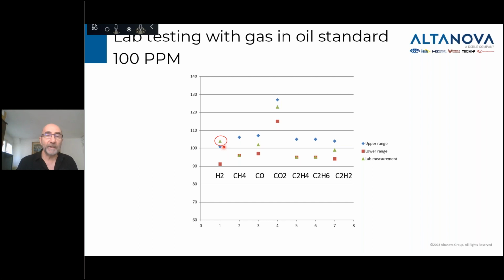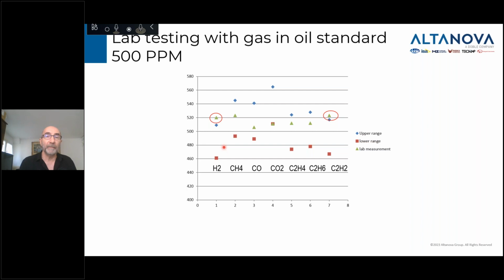On the same GC, we use a much higher level of gas at 500 ppm. Again, for the hydrogen they're measuring slightly higher, but the other gases are mostly in spec. And on the acetylene, also, they're slightly higher. So except for those 2 points, in general that whole lab GC system, extraction and measuring, seemed to be pretty in line and pre-calibrated.